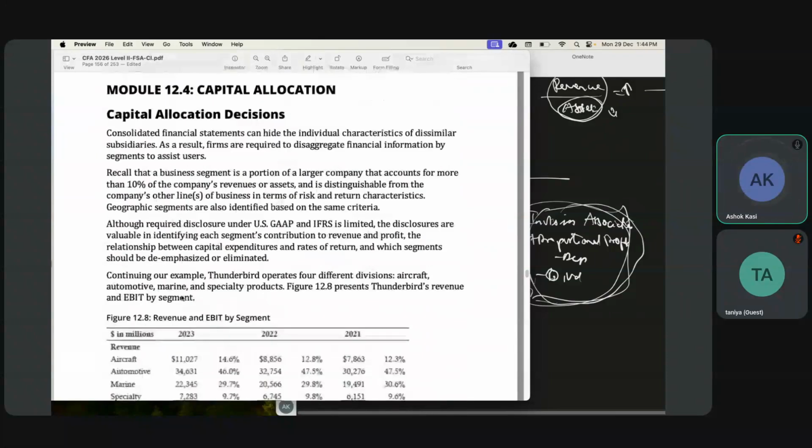Okay. Then next is capital allocation. Now capital allocation: consolidated financial statements can hide the individual characteristics of dissimilar subsidiaries. As a result, firms are required to disaggregate financial information by segments to assist users. Firms are required to disaggregate because they are buying many companies, right? Because all companies have dissimilar subsidiaries, it becomes very difficult. So segment-wise, firms are required to provide information to disaggregate financial information.